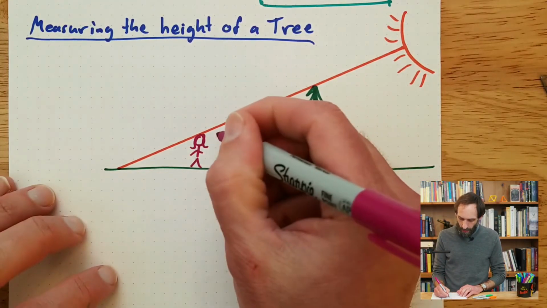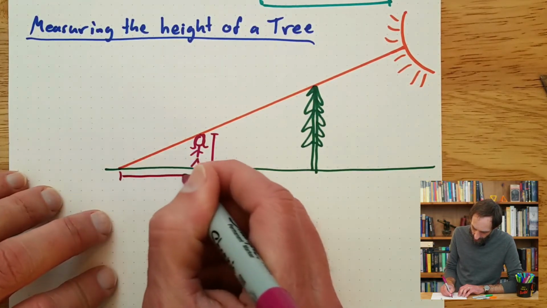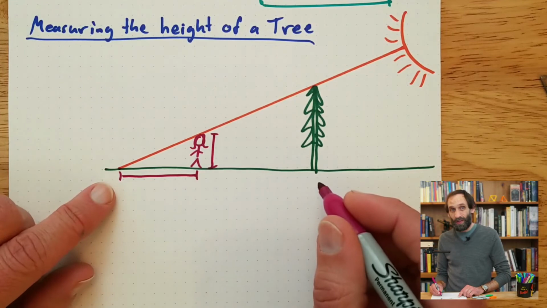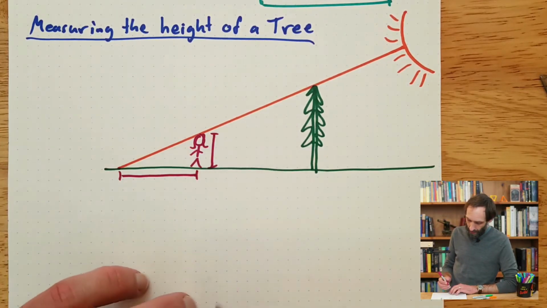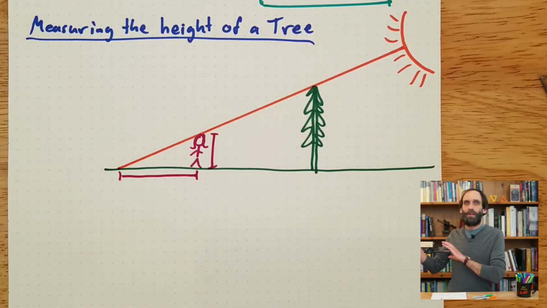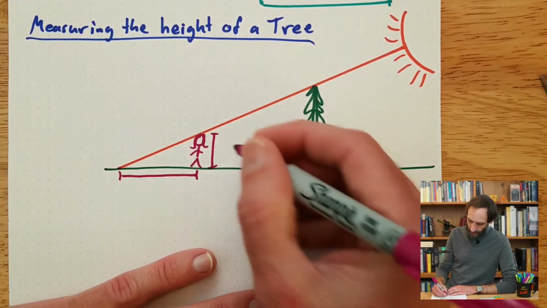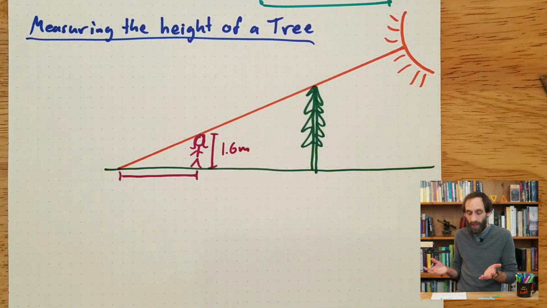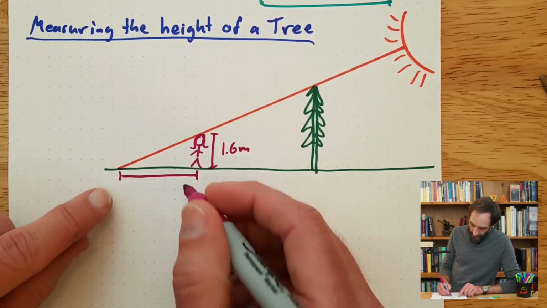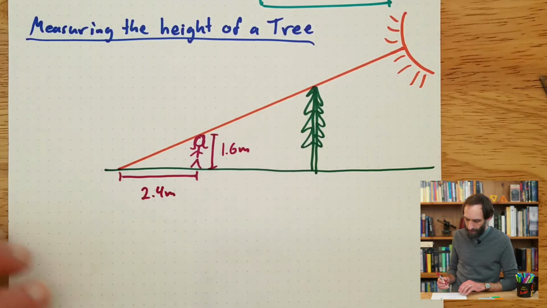Okay, so now if you know the height of the person and you measure the length of the person's shadow, and then you also measure the length of the tree's shadow, you will actually have enough information to estimate, to measure the height of the tree pretty accurately. So I'm not actually going to go out and do that right now, but I'm just going to use some made up numbers to indicate how this would be done. Let's say that the height of the person is 1.6 meters, which is a reasonable height for a person. And then let's say that the length of the person's shadow is 2.4 meters.